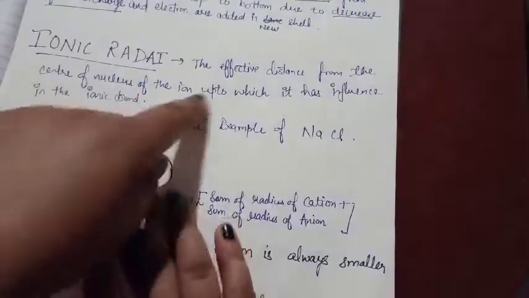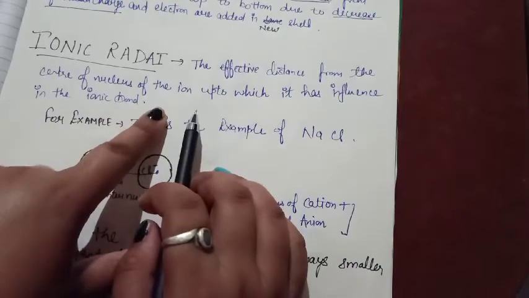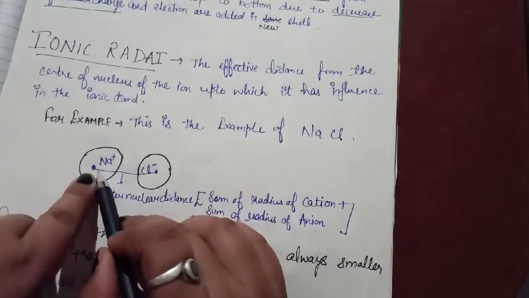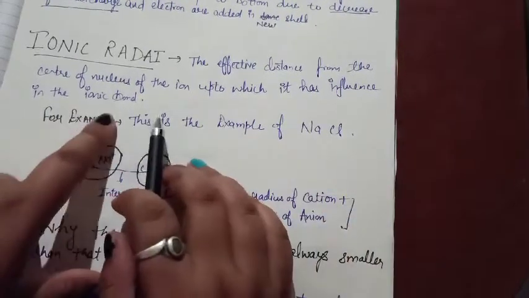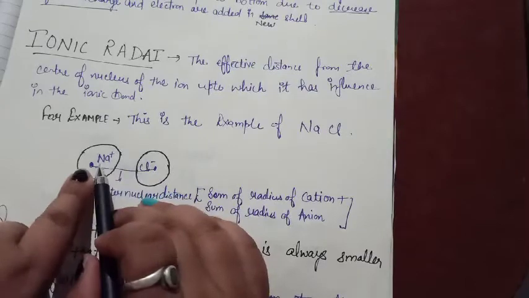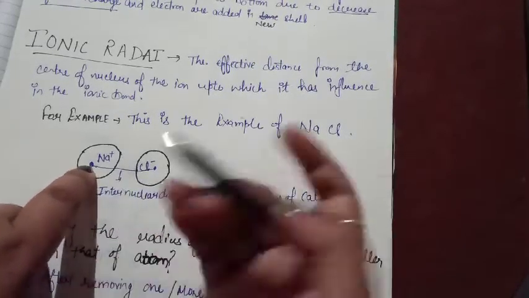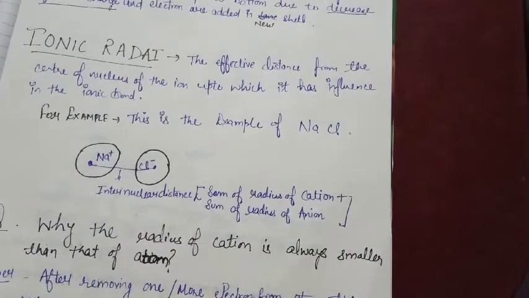What will be the ionic radii? It is the effective distance from the center of the nucleus of the ion. See the word: the distance from the center of the nucleus of the ion up to which it has an influence in the ionic bond. Up to which means from here until it is having an influence in the ionic bond, that is known as ionic radii.